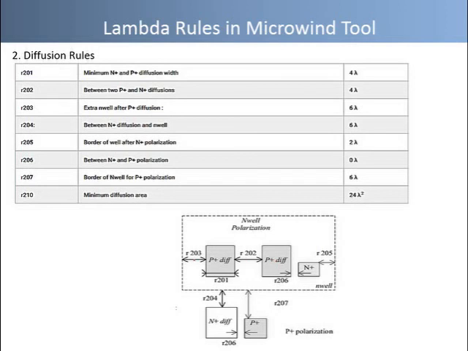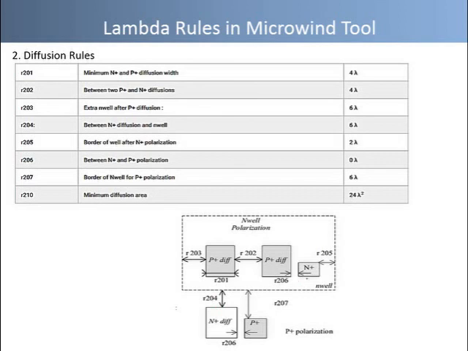Rule 203 states that an extra N-well around a P plus diffusion region must be 6 lambda. It means that the N-well must be extended around each side of the diffusion region by at least 6 lambda. According to Rule 204, the minimum separation between an N plus diffusion region and an N-well of a PMOS transistor must be at least 6 lambda.